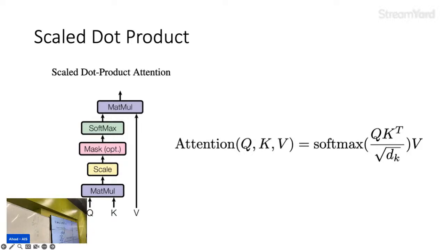Go ahead. So what was the dk again? So dk is the dimension of the key. Okay. So if you had a 3x4 matrix, what would that be? If I remember correctly, I think it would just be 4, but you can check the paper for that one. I think it's 4. So you take the square root of that. It's just to scale it down such that it's not too big or too small. So that would be that part.